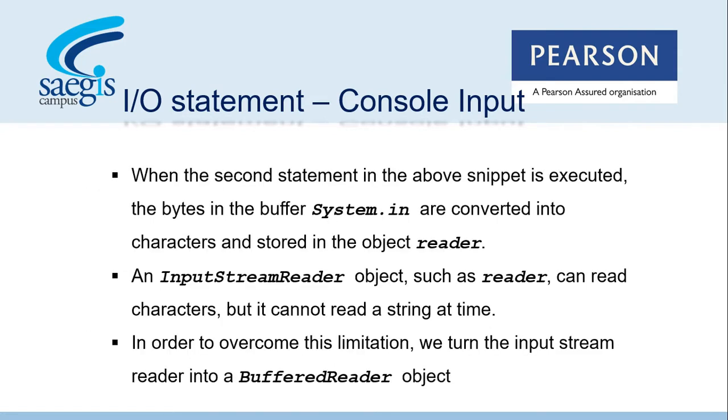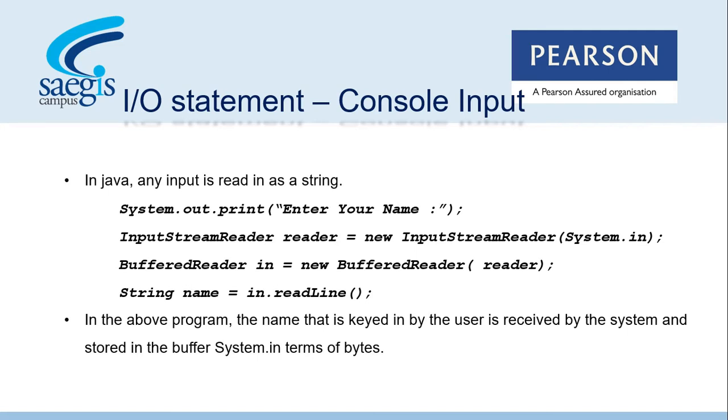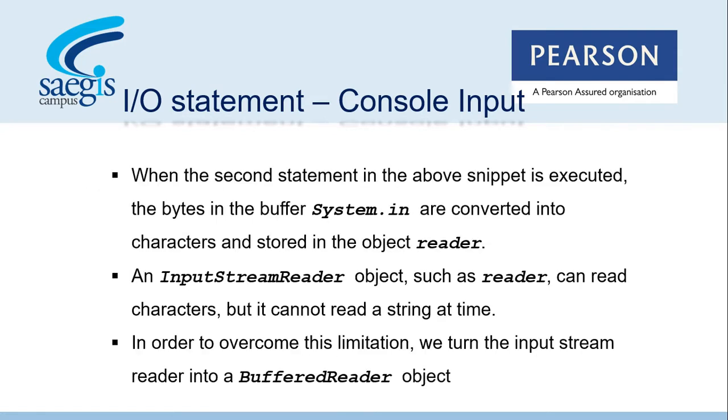Here you can see the second statement, a BufferedReader. What happens in this second statement is that the bytes of the buffer System.in are converted into characters, and these are stored in the object called reader. So after the user inputs things into the program, they are stored in the buffer, then the things in the buffer are converted into characters, and this is stored in the object called reader.